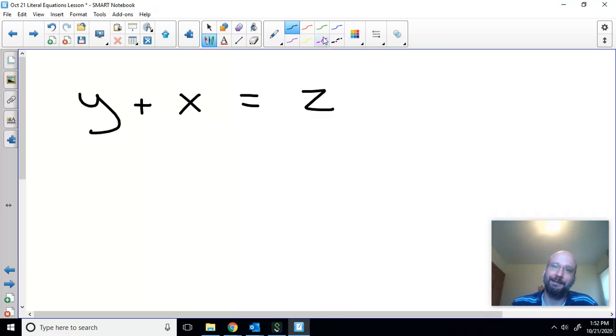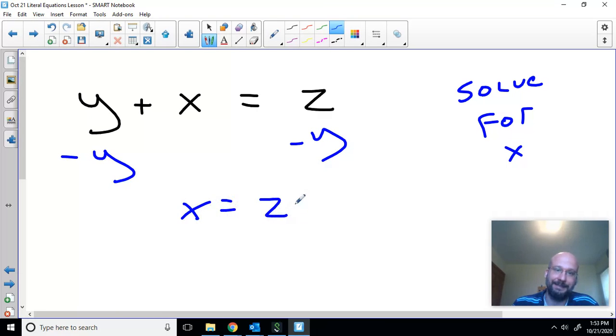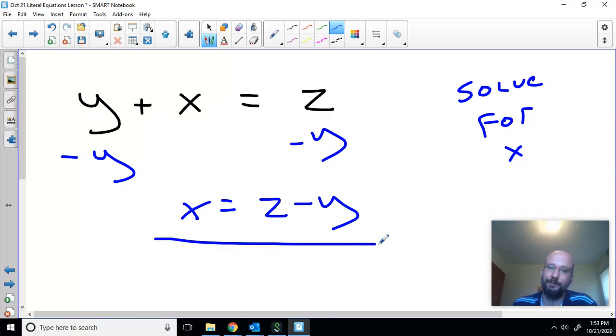Same thing. Let's say in this one, we're going to solve for x again. So we need to move this y over, exactly as if it was a number. If it was 4, we would subtract 4. It's y, so we do the same thing. We're still going to subtract y. This cancels, and we're left with x equals z minus y. This would be our answer.